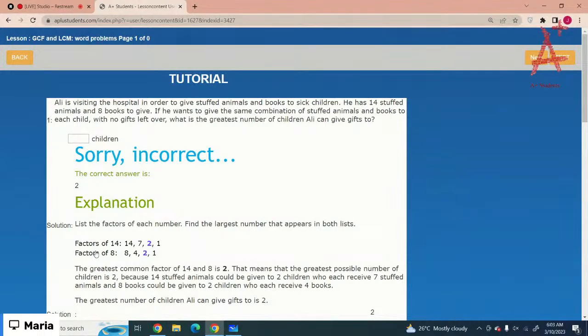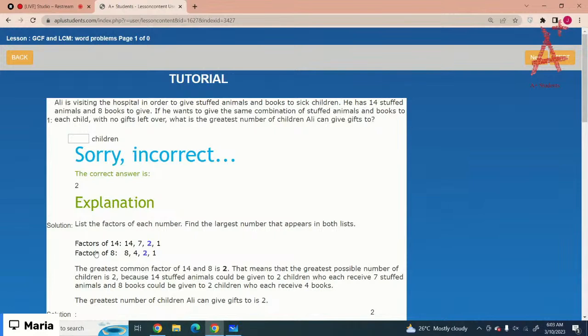Ali is visiting the hospital in order to give stuffed animals and books to sick children. He has 14 stuffed animals and 8 books to give. If he wants to give the same combination of stuffed animals and books to each child with no gifts left over, what is the greatest number of children Ali can give gifts to? So basically, the numbers involved here are 14 and 8. So you have to calculate the greatest number of children Ali can give gifts to.